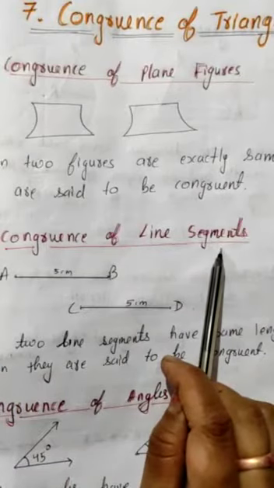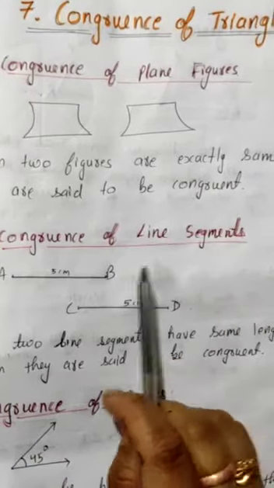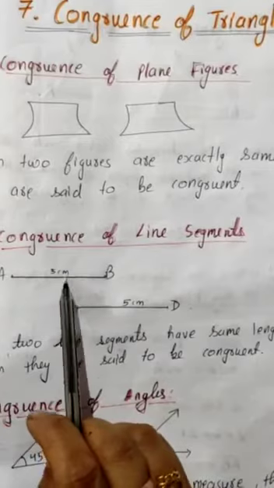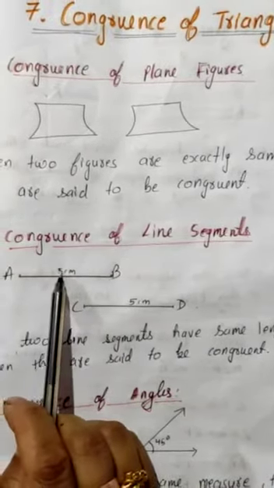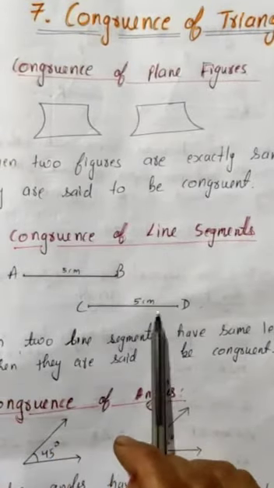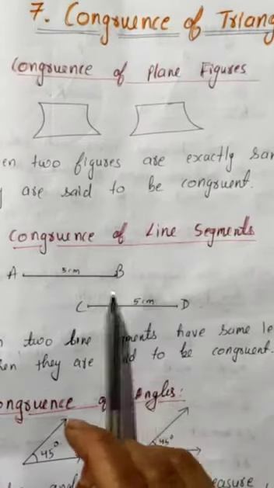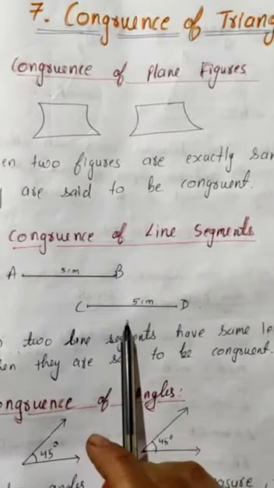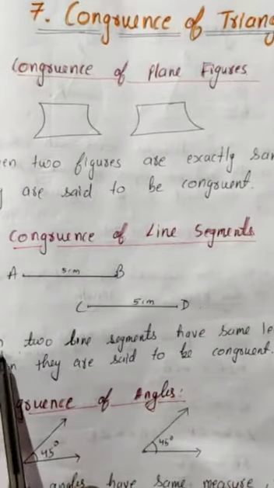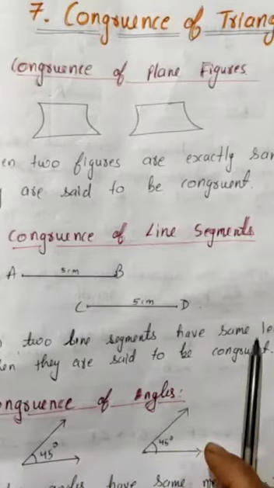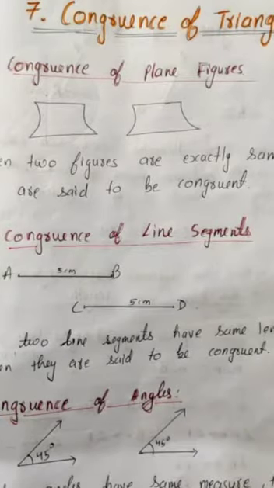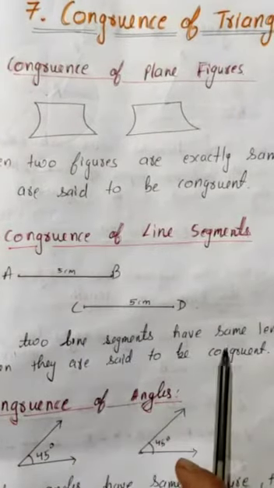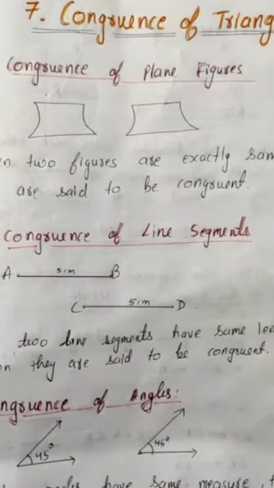I gave you an example where I told two students to draw a line segment of a particular length. Here you can see I have drawn a line segment AB which is of length 5 centimeter. I have drawn another line segment which is also of length 5 centimeter. So these two line segments will be congruent. I will write, when two line segments have the same length, then they are said to be congruent. जब उनकी length अगर equal है, then those two line segments are called congruent.